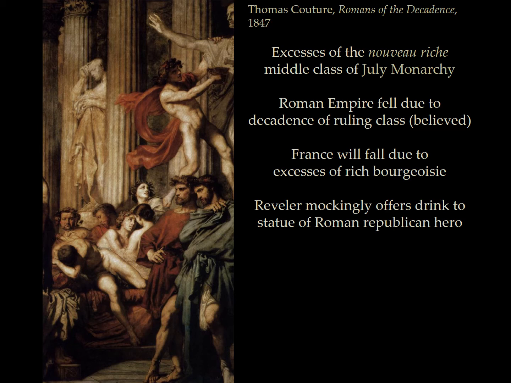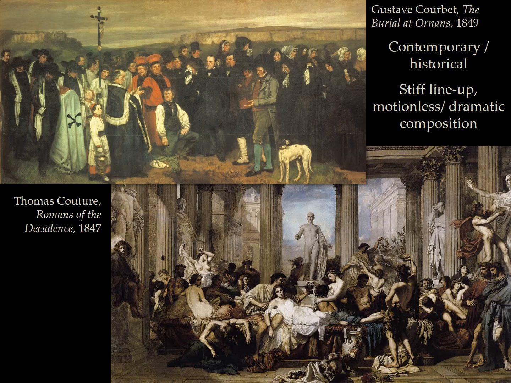With the Roman Empire falling, as it was believed, due to the decadence of the ruling class, so too, at this time, will France fall, as it is believed, due to the excesses of the rich bourgeoisie. The revelers here are mockingly offering a drink to the statue of the Roman Republican hero in the upper right-hand corner. So we can see how these works are both going to comment on the middle class in different ways. So here we have a contemporary scene talking about the middle class versus an historical scene talking about the middle class. We have, again, a stiff lineup of motionless figures with Courbet's versus a dramatic composition with Couture's.